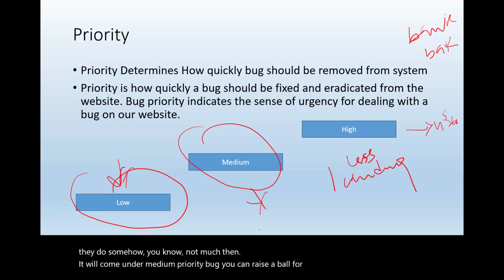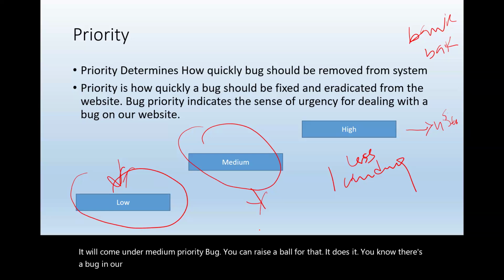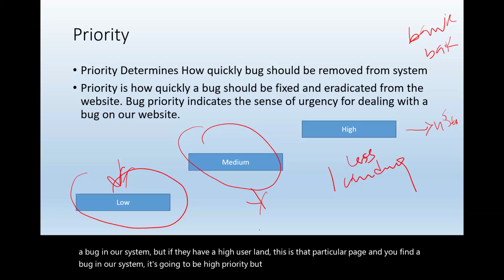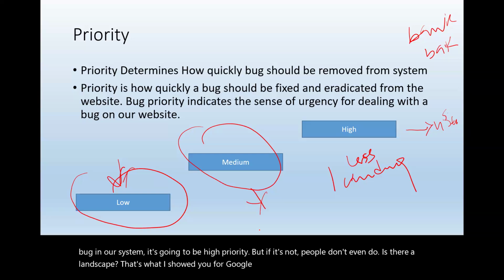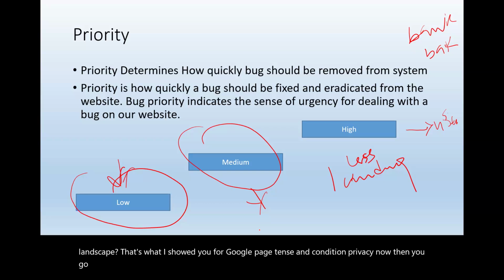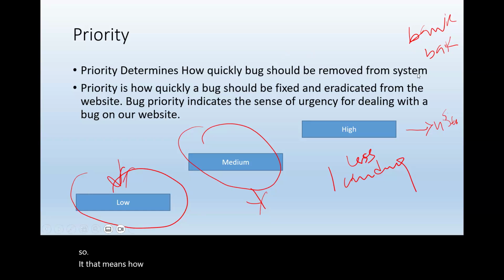If there's a bug in our system and many users land on that particular page, it's going to be a high priority. But if people don't usually land on that page, like what I showed you on the Google page, terms and condition, privacy, then it's going to be a low priority, because fewer people land on that particular page. So priority determines how quickly a bug should be removed from the system.